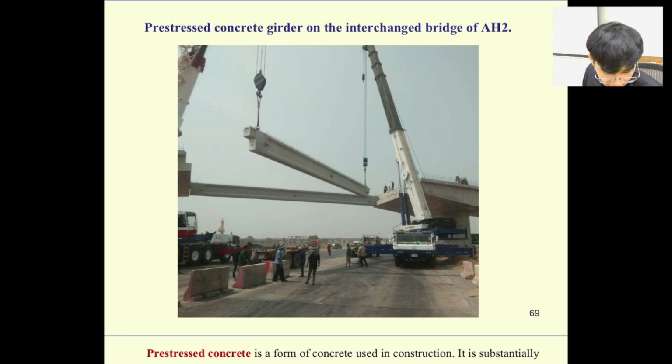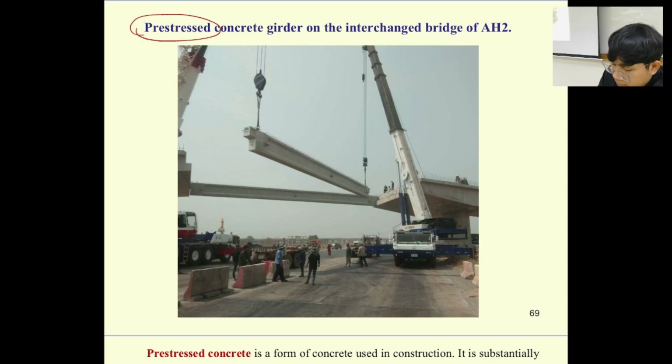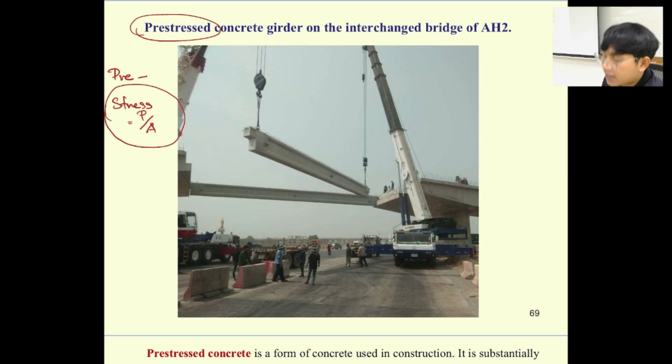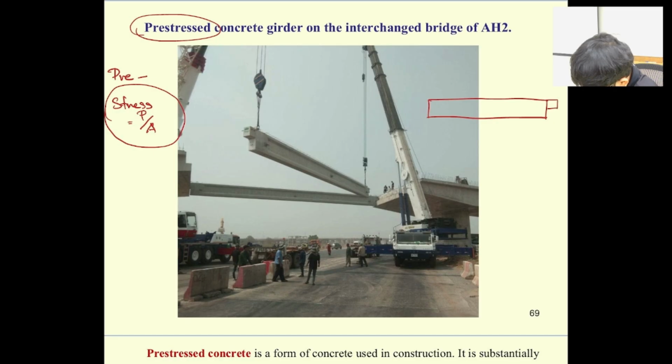All right, come to another point, which is called pre-stress. If we divide this word into two terms, one is pre, and another one is stress. The equation of the normal stress is P over A. So pre-stress means we apply some stress before we cast the sample. For example, in this beam, this girder, like this.